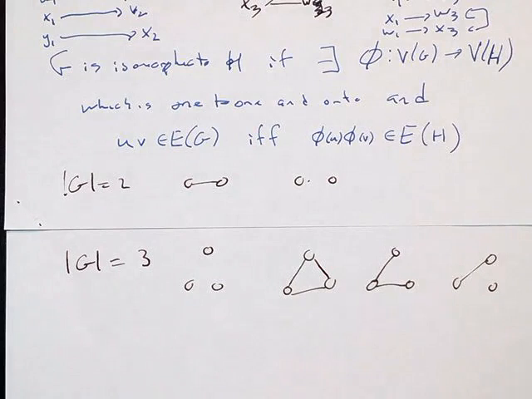Start drawing. I have 4 vertices. What is the most? That would be 4 choose 2, all the possible edges, right? 6. Edges in or out. 2 to the 6th is 64. Right. That's a lot of possibilities, isn't it?